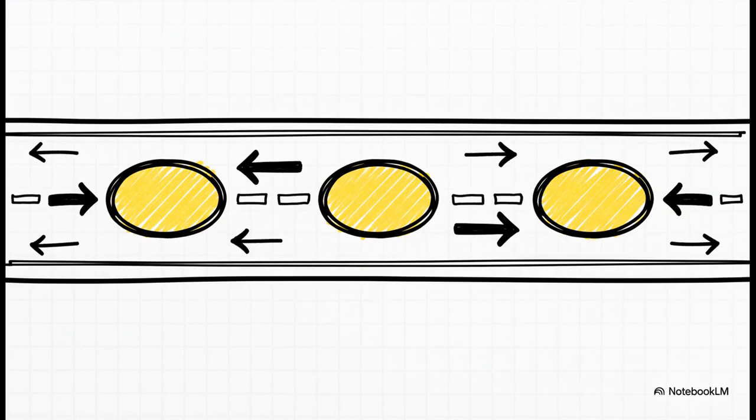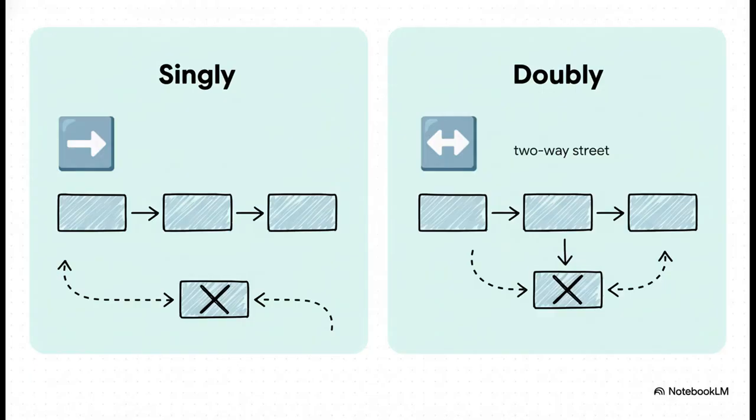Then you've got its more powerful sibling, the doubly linked list. This one's a two-way street. Each node has two pointers, one pointing forward to the next node and another one pointing backward to the previous one. And this is incredibly powerful because now you can move in both directions. And this slide just illustrates that trade-off perfectly. A singly linked list is lean. It uses less memory with just that one pointer per node.